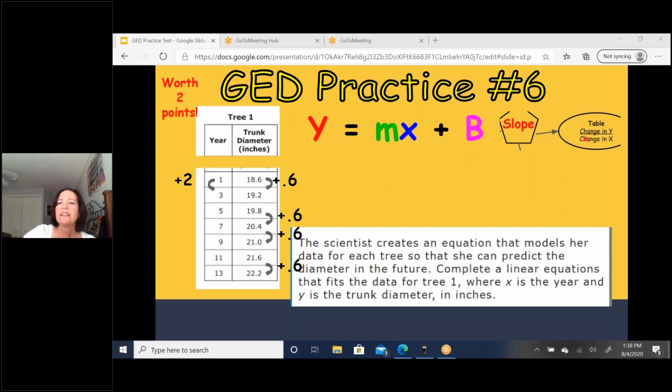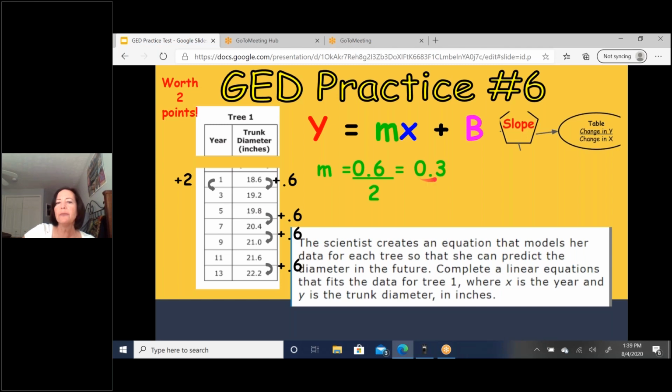Okay, so to get the slope, we need to take the change in y, which was 0.6, and divide that by the change in x, which is 2. So that just looks like this: 0.6 divided by 2. This is how the y was changing, divided by how the x was changing. We simplify that, and it equals 0.3.